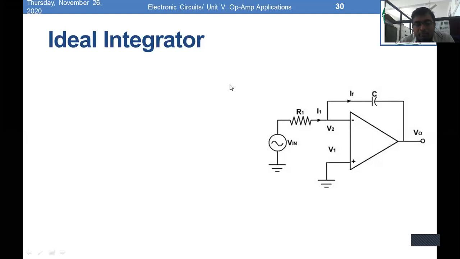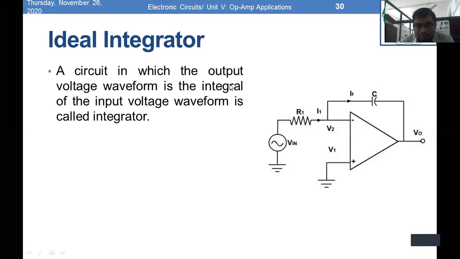This is the basic diagram of the ideal integrator circuit using an op amp. If you refer to this diagram of the ideal integrator, it is nothing but simply an inverting amplifier. Only the feedback resistor RF has been replaced by a capacitor, and when you do this, the circuit is converted from an inverting amplifier to an integrator circuit. A circuit in which the output voltage waveform is the integral of the input voltage waveform is called an integrator.